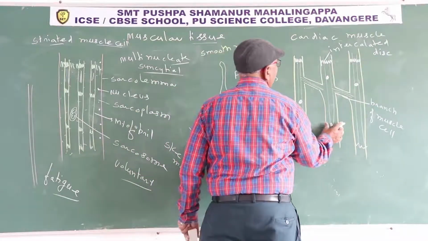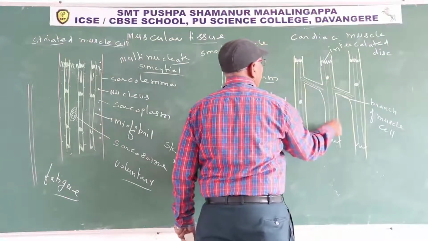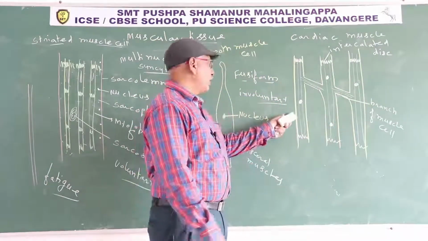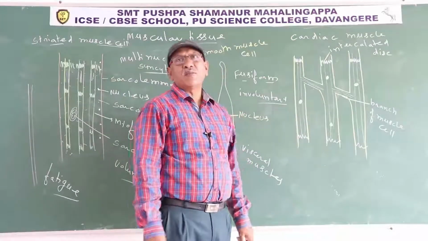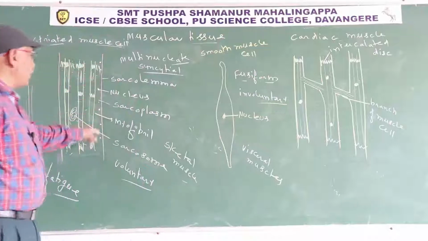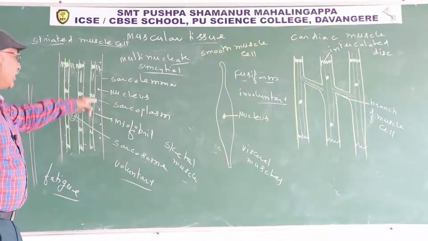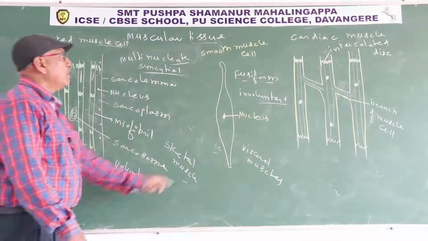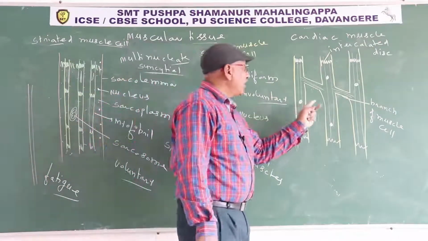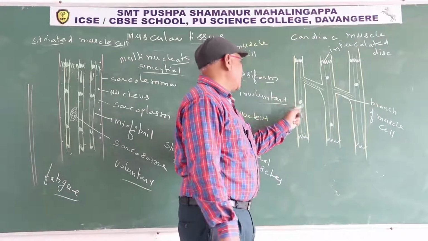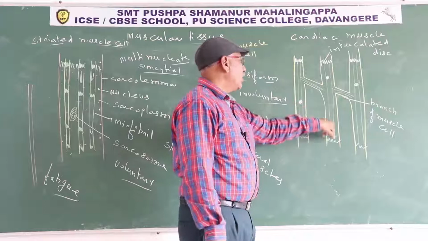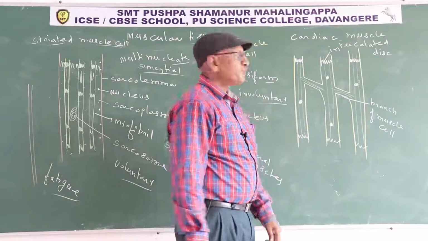Cardiac muscle cell is uninucleate or binucleate. Means some cardiac muscle cells contain only one nucleus, some cardiac muscle cells contain two nuclei. Observe striated muscle cell, several nuclei. Smooth muscle cell contains only one nucleus. Cardiac muscle cell, it is a cell, contains one or two nuclei.